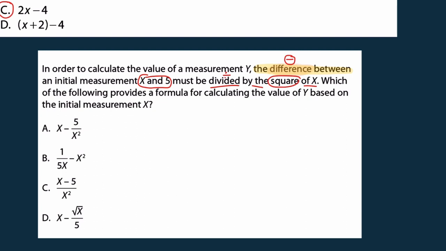Okay, so the difference between x and 5, right? It means x minus 5, and divide by the square of x. It is the square of x, like this. So the answer to this question is C, like this.